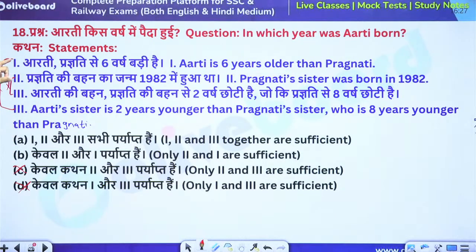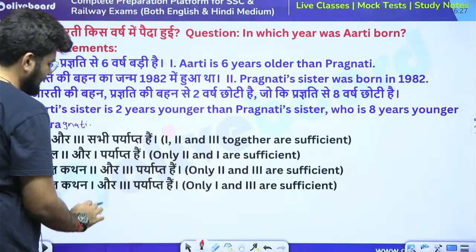2 and 1 also is not sufficient. This is also clear. Aarti is 6 years older than Pragnati, and Pragnati's sister is born in 1982. But if we observe all three of them together, you will get your answer, right? So option A is the right answer here.